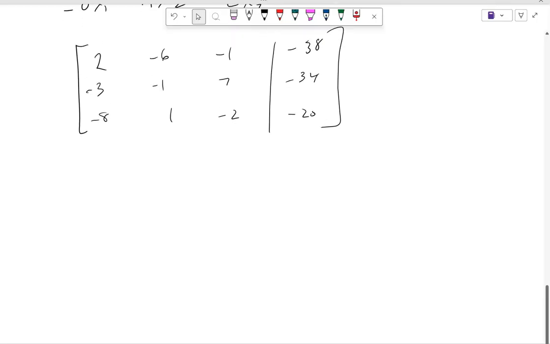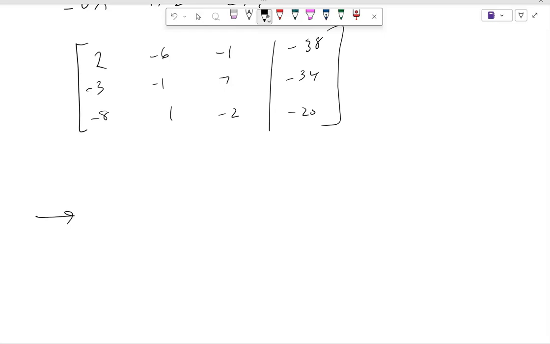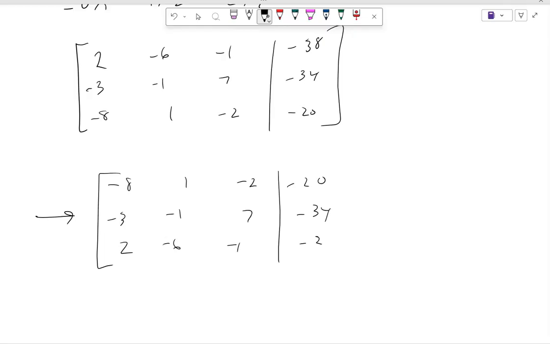Okay. I'm going to flip it just so we can keep track of it better by hand. But if you're thinking about programming it, you wouldn't actually flip it. So I'll write it as negative 8, 1, negative 2, negative 20, negative 3, negative 1, 7, negative 34, 2, negative 6, negative 1, negative 38. Flip it.